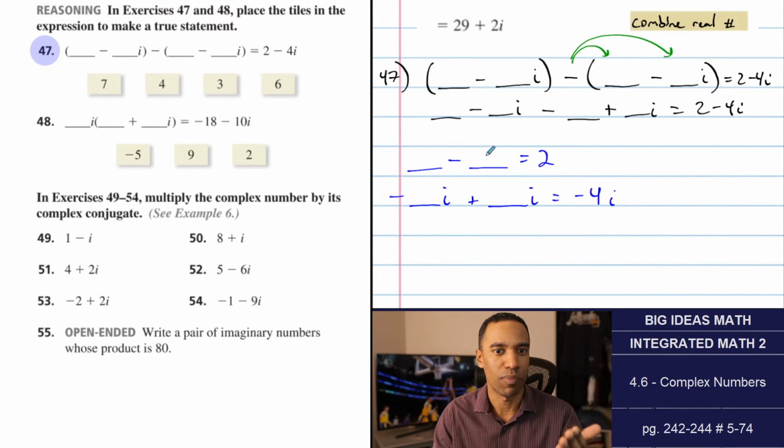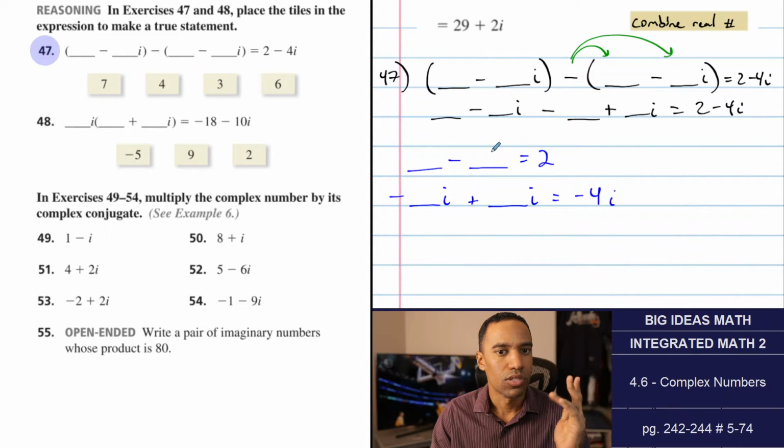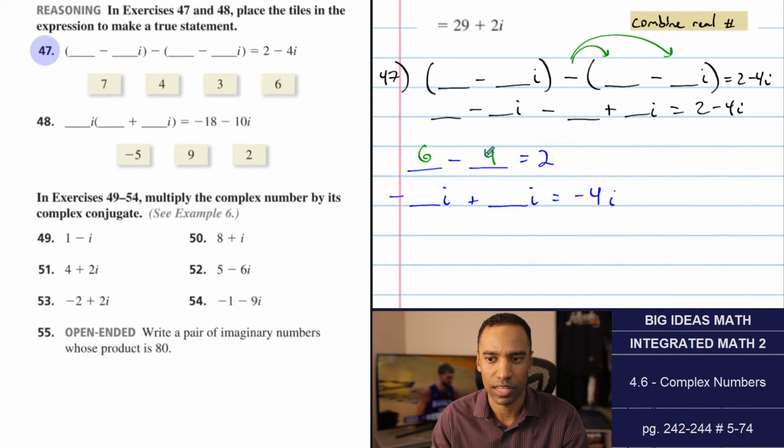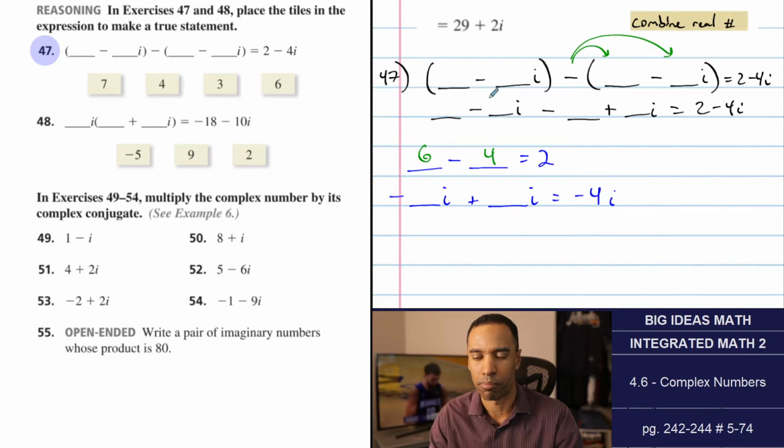But what minus what can give me 2? 6 minus 4 can give me 2. And is that the only one? 7 minus 4, no. 7 minus 3, no. Just 6 minus 4, right? So I imagine this will probably be 6 minus 4 that gets me 2. So we're going to fill in this front part in the end.